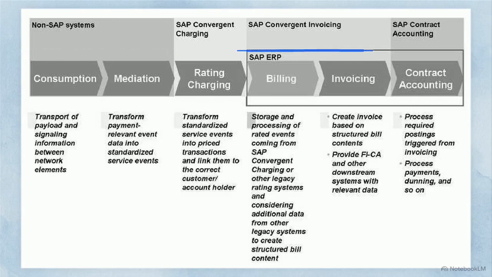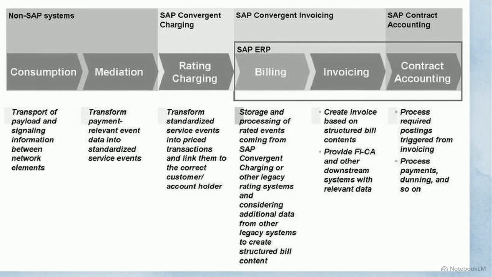accounting. Within the SAP ERP section, the architecture explicitly isolates the SAP Convergent Invoicing component. On the input side, external systems feed millions of rated consumption events into the billing stage for storage and processing. The ultimate goal of this pipeline is processing required postings into contract accounting on the right.